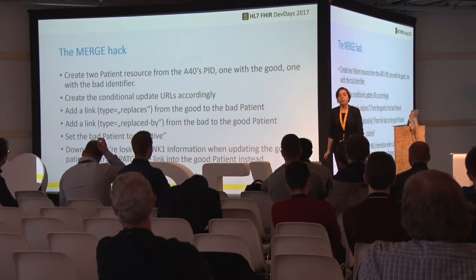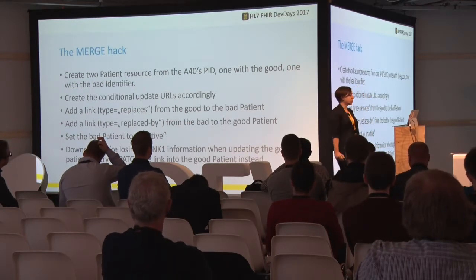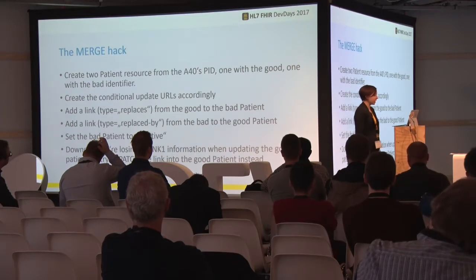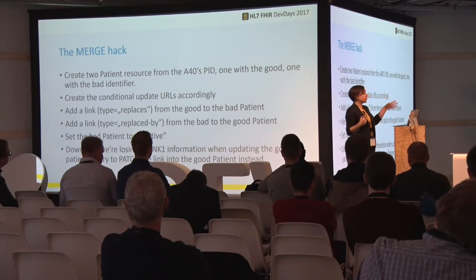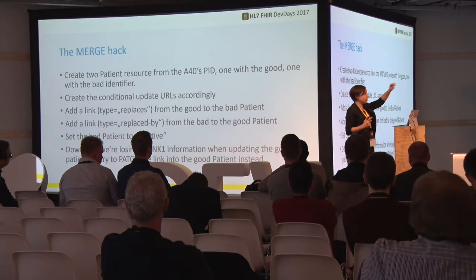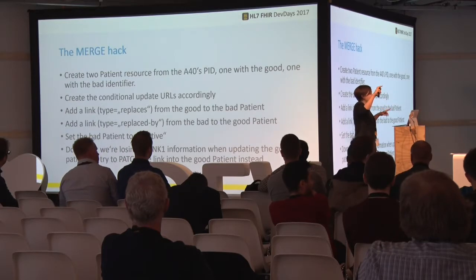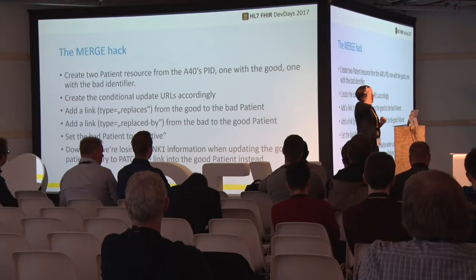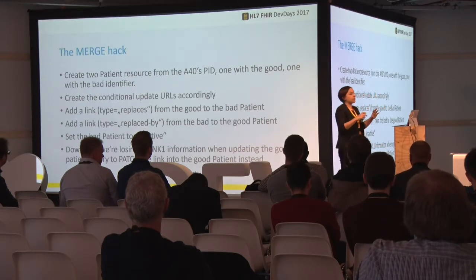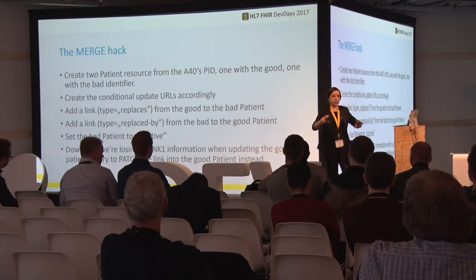So whenever I process an A40 message, I do the following. I have two patients: the one in the PID segment of that message, that's my good patient, the one that I want to keep. And in the merge segment, I have the bad ID, that's the old patient that I want to have gone, the duplicate. So I create a transaction bundle that has two identical patient resources in it.